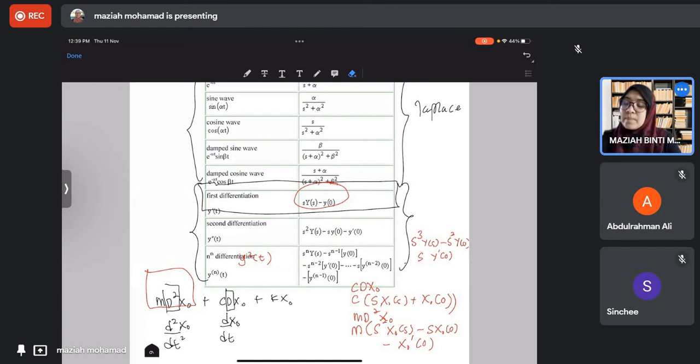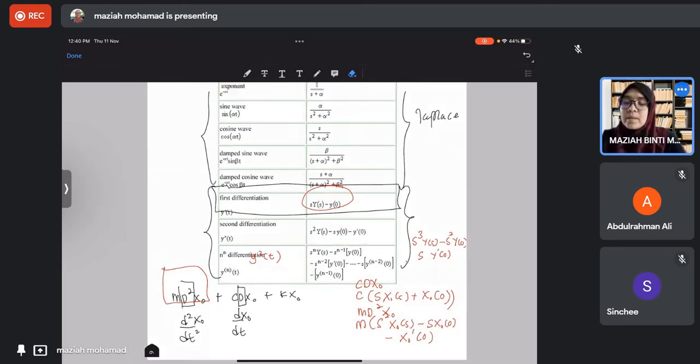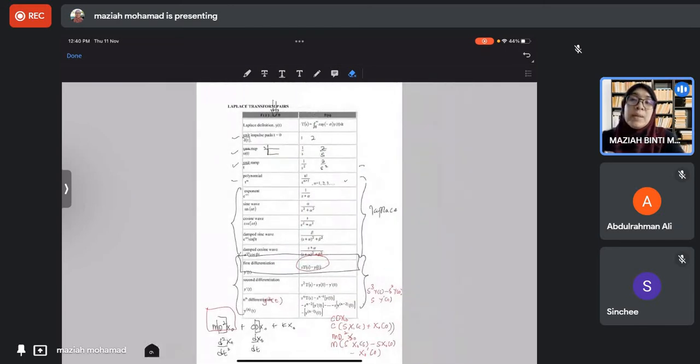Right, so that is if the order of the system is higher than 2. You can use the general equation here. All right. Any question on this table?